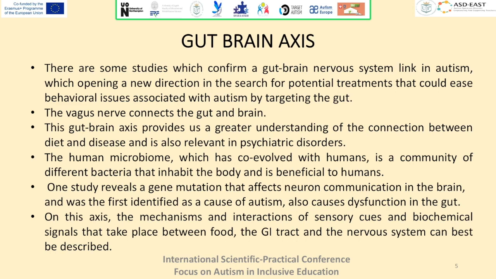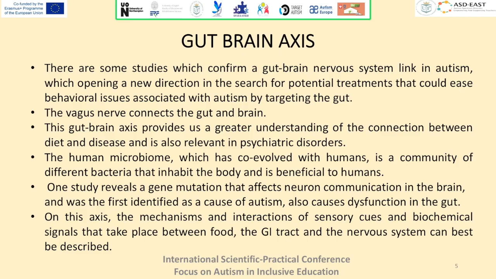The nervus vagus, or vagus nerve, connects the gut and brain. It is the 10th of our cranial nerves, and it is the longest nerve in our body. Because some of its branches are in our gut, it is the connection between our gut and the brain. This gut-brain axis provides us a greater understanding of the connection between diet and disease, and it is also relevant in a lot of other psychiatric disorders, not only in ASD.